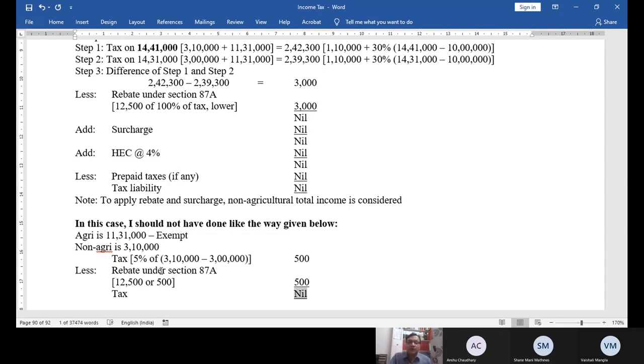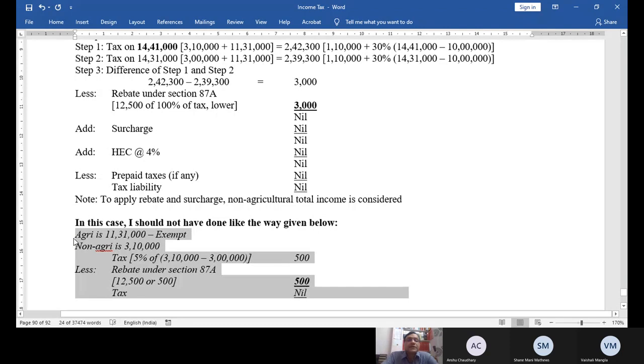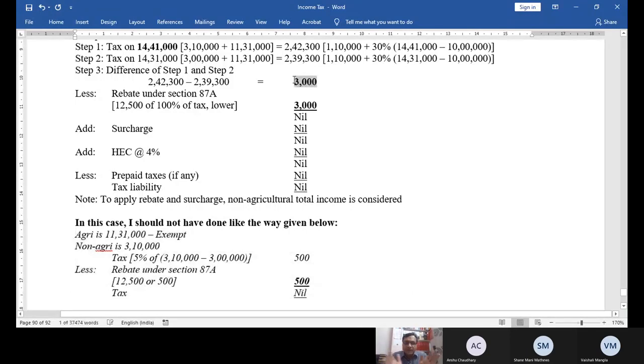In reality, you are not giving a rebate of 500. Don't just see the tax. The rebate in reality is 3,000 rupees and not 500. You should not have done it in this way. It is compulsory to apply the scheme. Agricultural income will help. Had there been no rebate, my tax would have been 3,000. So this way of computing the tax has increased my tax.